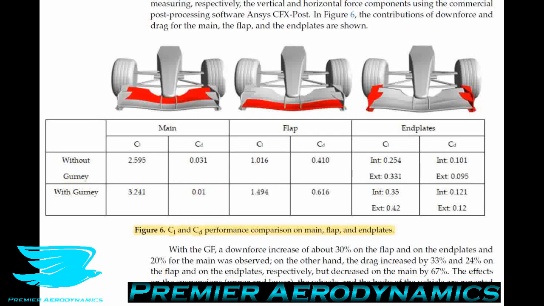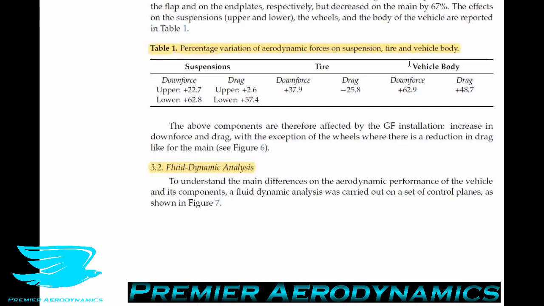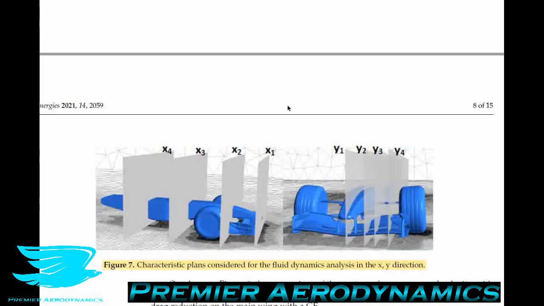So in this podcast, we'll be looking at the fluid dynamics more, in particular the flow viz. We've looked at the general analysis of it. Let's look at the flow viz now. To do this, we're looking at 4 different cross-sectional planes downstream: X1, X2, X3, and X4.